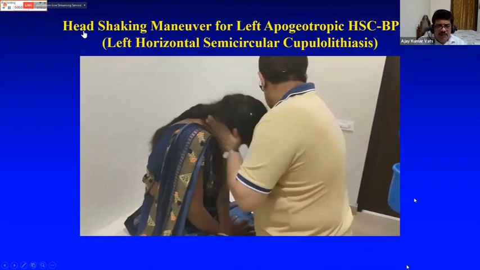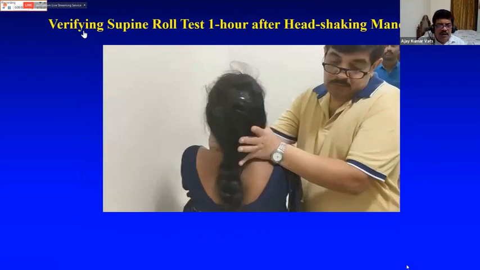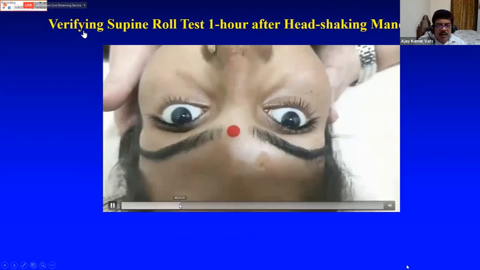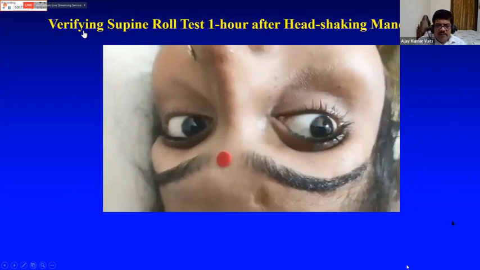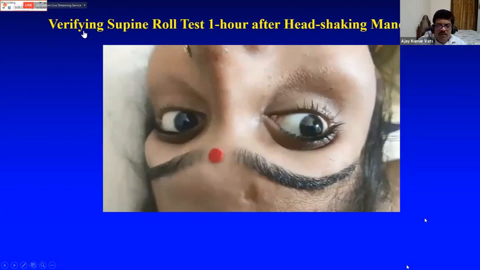And we repeated a supine roll test after 1 hour. And this did not elicit any nystagmus on lateral head roll to the right or to the left side. A repeat supine roll test was undertaken 24 hours later, and this was also negative.